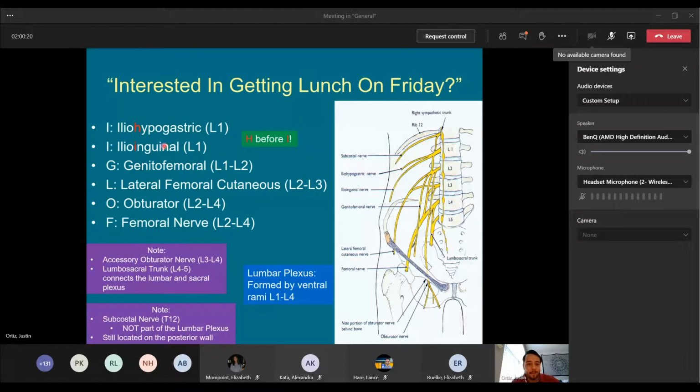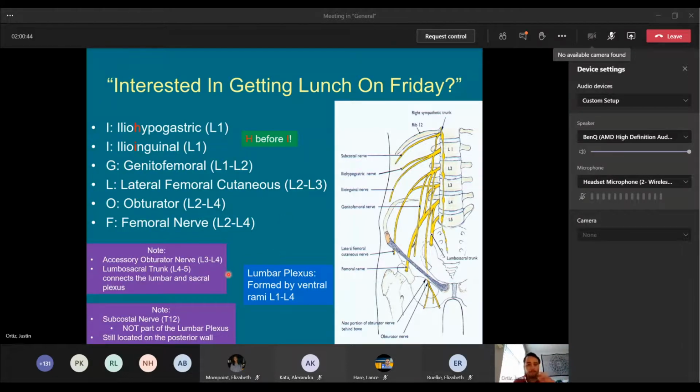And then you have genitofemoral nerve, L1 to L2. He did say he wants you to note the spinal levels, which is why the mnemonic is in the same order. So interested in getting lunch on Friday is in the same order that the spinal levels are coming off. So this would be the genitofemoral, L1 and L2. Lateral femoral cutaneous, L2 to L3. Obturator, L2 to L4, and then femoral as well, L2 to L4.